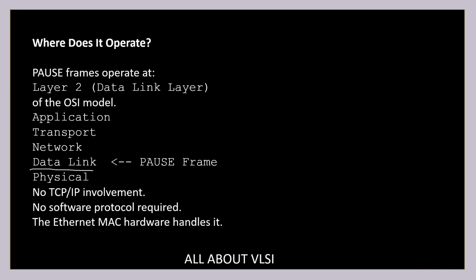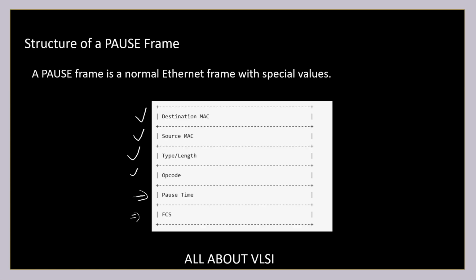Now, where is this pause frame going to operate? It is going to operate in the data link layer. That's the reason it does not involve any software protocols, and we are not going to have any TCP/IP involvement. The Ethernet MAC is going to control this pause frame. Now, what exactly is this pause frame going to have? The pause frame has destination MAC address, source MAC address, type, opcode, and pause time. How much time it should stop is referred to in the pause time field, and then the FCS, that is, my frame check sequence.